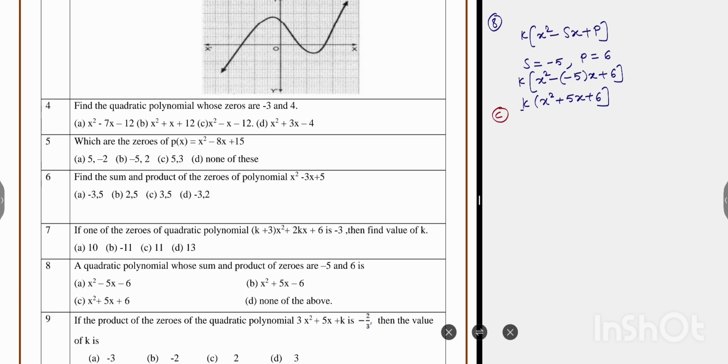Here k is 1 because you do not have any other multiple of x square, 5x, 6 are not multiplied by any number. So k should be taken as 1. Then your option becomes x square plus 5x plus 6, option C.